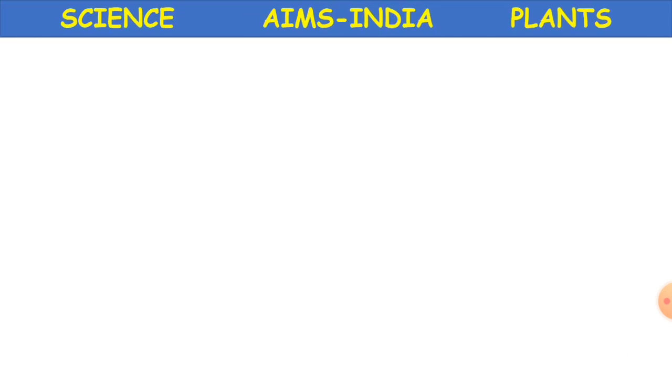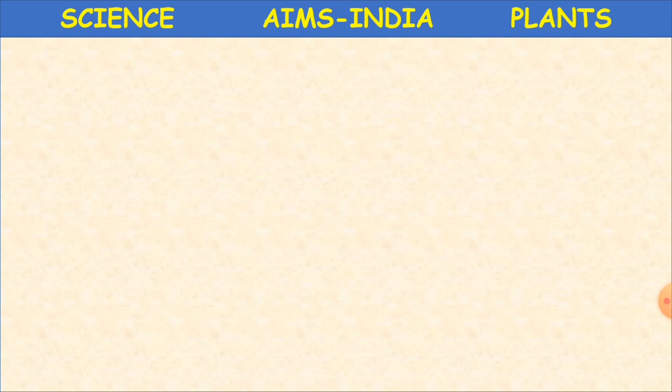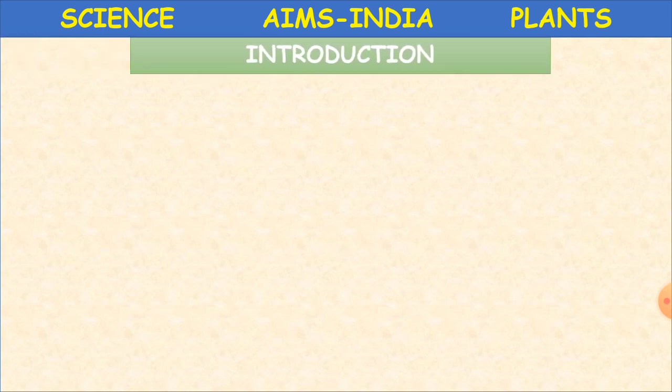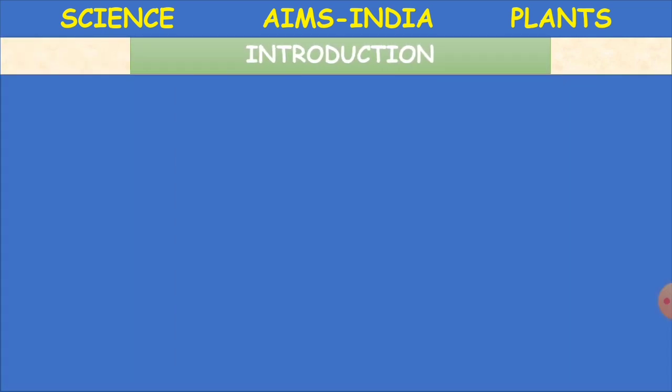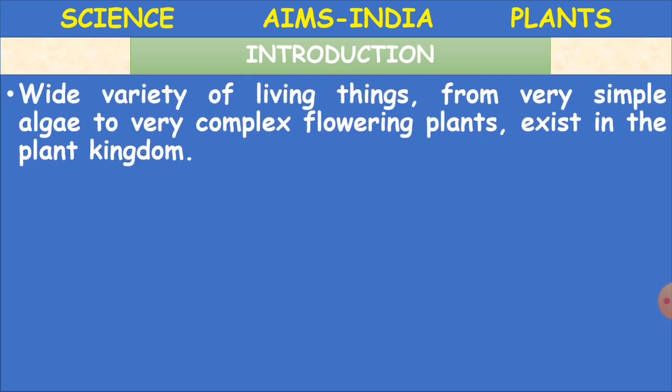So as everyone knows, what are plants? Yes, they are the living organisms which we find around us. A wide variety of living things, from very simple algae to very complex flowering plants, exist in the plant kingdom. Yes or no? So plants are of so many varieties.